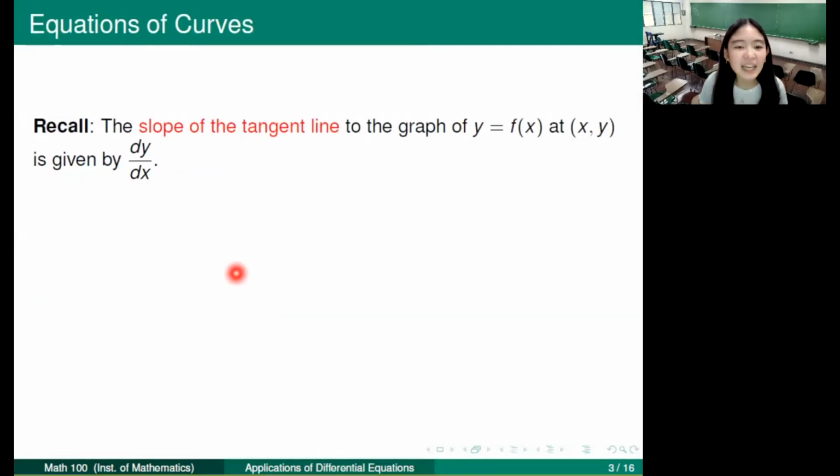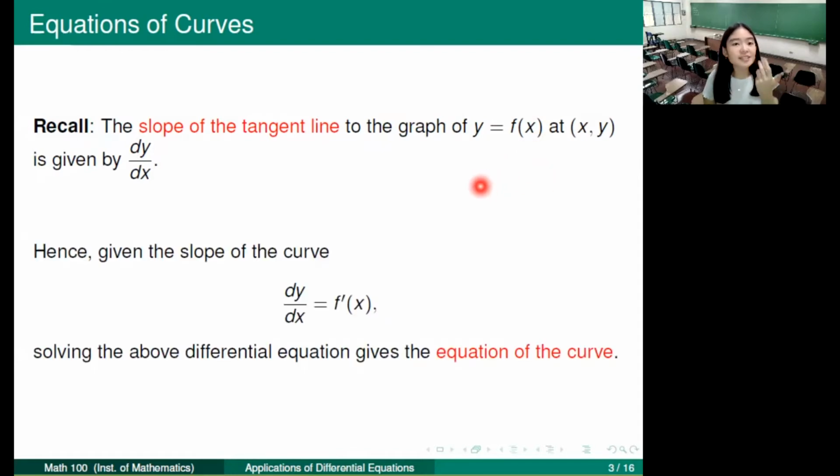Let's start. So the first one is on equations of curves. Before we start, let us recall muna a very special application of the derivative, na siya ay simply the slope of the tangent line to the graph of a curve at an arbitrary point. And it's precisely given by the notation dy over dx. So before, ang ginagawa sa atin is, given a curve y equals f of x, pinapahanap yung dy over dx. Minsan, pinapahanap rin yung particular na slope of a tangent line at some particular point of tangency.